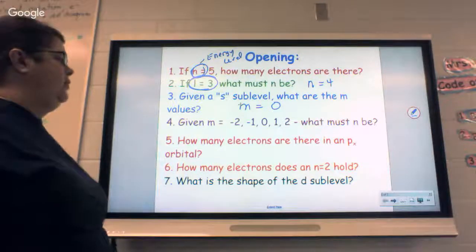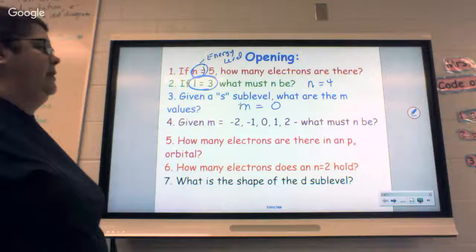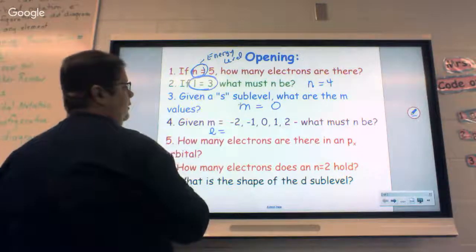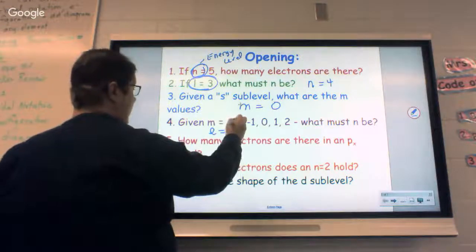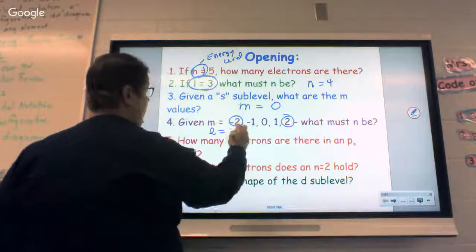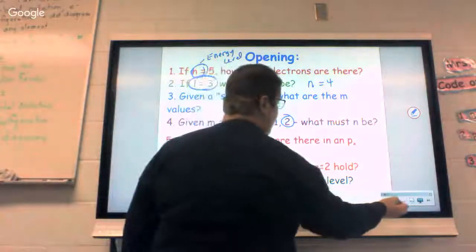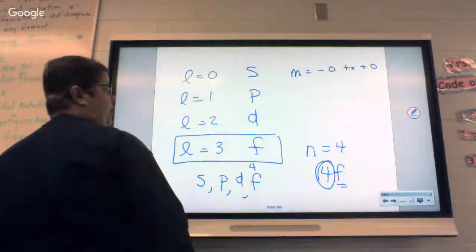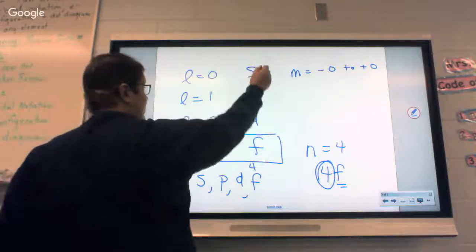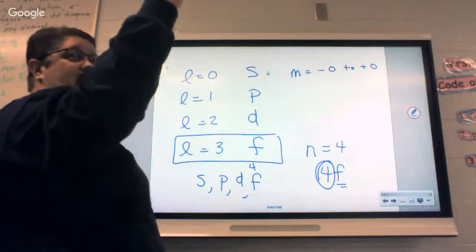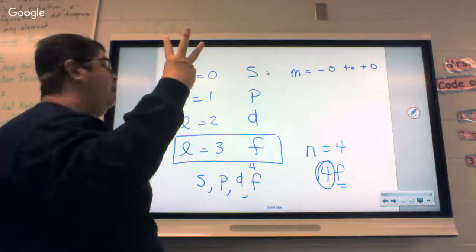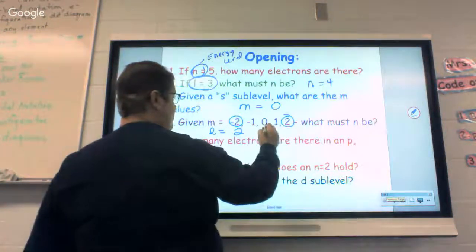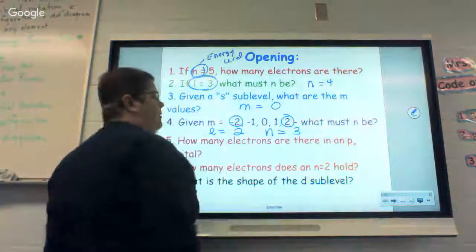m equals -2 to +2. What's n? First of all, what's l? What's l if it goes from -2 to +2? It's 2. So what sublevel are we talking about? d. So in order to have a d, s, p, d means you have to have what? 3. So n has to be 3.